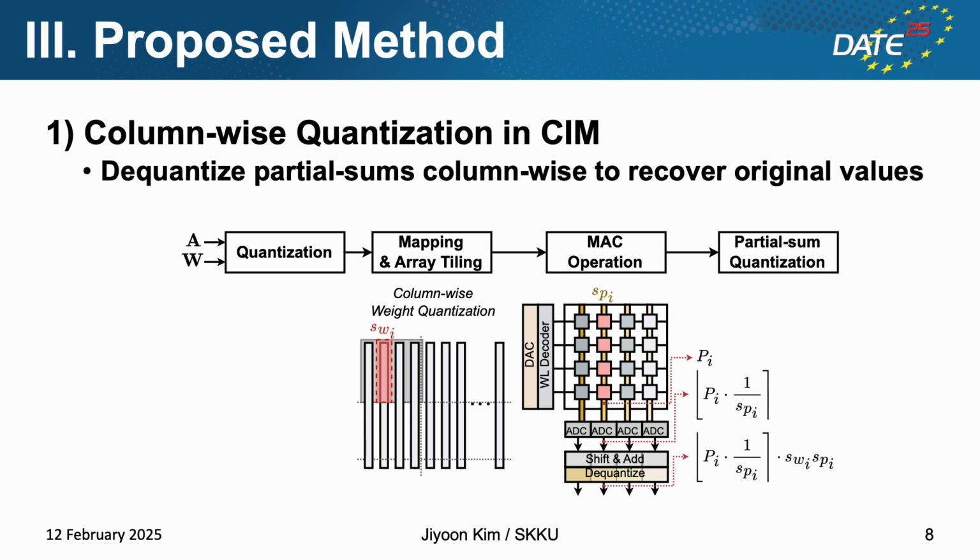Finally, to recover the original values, we apply a dequantization step where the partial sums are scaled back using their respective scale factors. So in this red column, the dequantized value comes out as the following equation here, which applies the multiplied scale factors to partial sums.